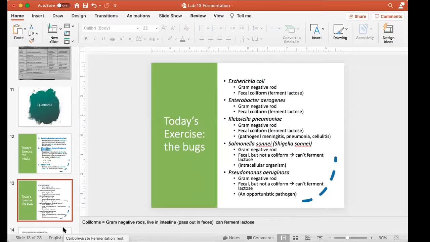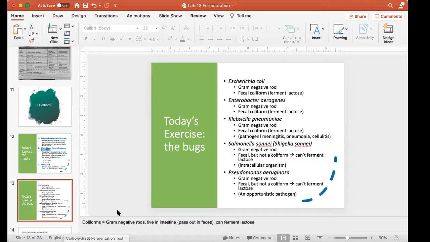So, 3 tests for this exercise. Here's our list of organisms. It's a little longer than what we normally have. We have 5 organisms here. We have our old friend E. coli. We have Enterobacter aerogenes. This is another coliform, and it's a gram-negative rod, just like E. coli. We have an organism called Klebsiella pneumoniae, a gram-negative, rod-shaped, fecal coliform.